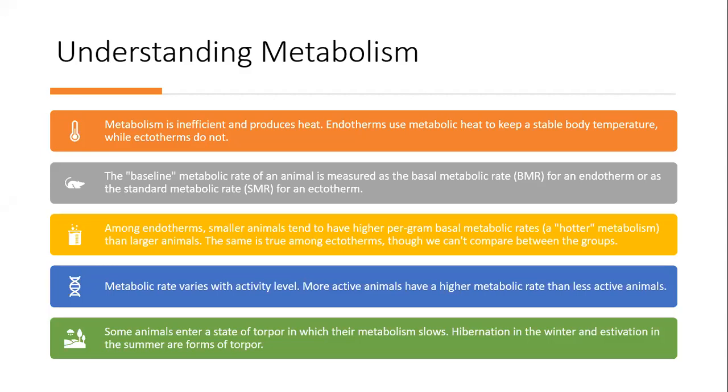So metabolism is actually an inefficient process, and it produces heat. The reason it's considered inefficient is that you eat so much food, because remember, we're going to the basic definition of metabolism as well. You eat a lot of food, but you get so little energy from the food that you eat, and it produces heat, right? That is why it is considered to be an inefficient process.